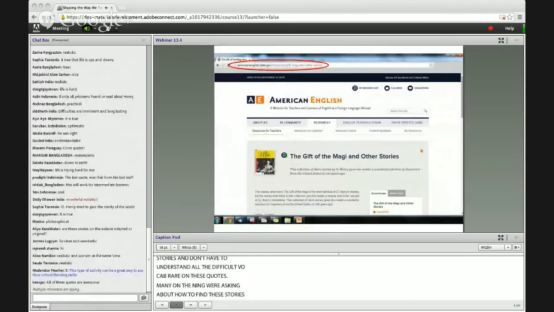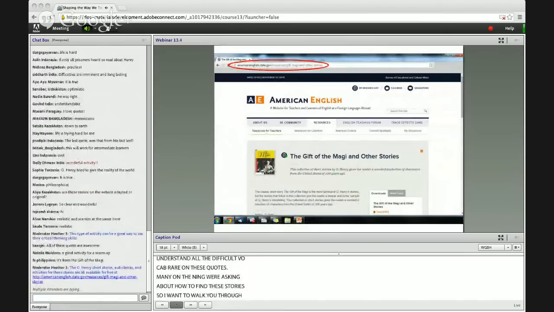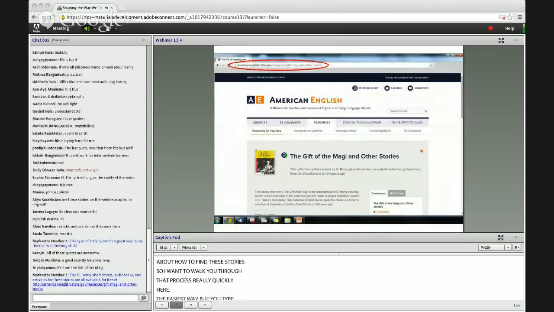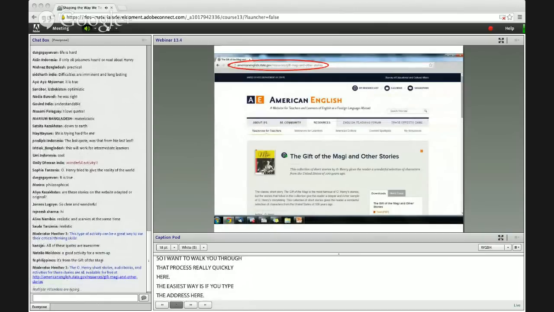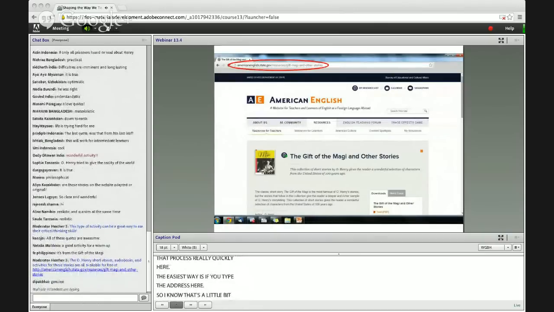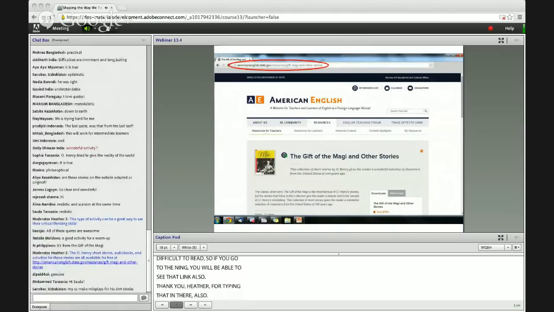The easiest way is if you type the address seen here. So I know that that's a little bit difficult to read. So if you go to the Ning, you'll be able to see that link also. And thank you, Heather, for typing that in there also. So this is the link, and hopefully you've already visited this site.